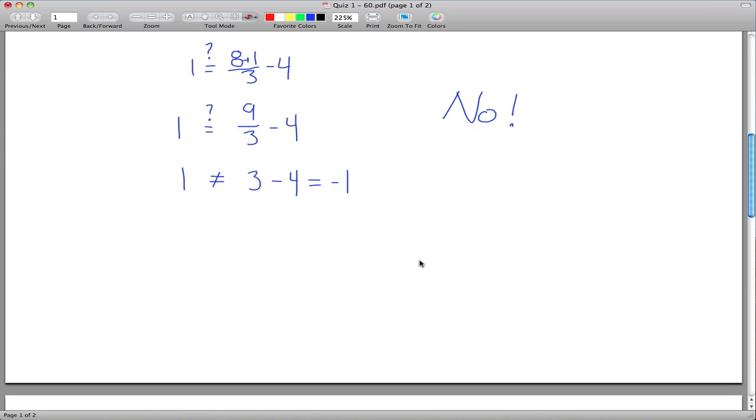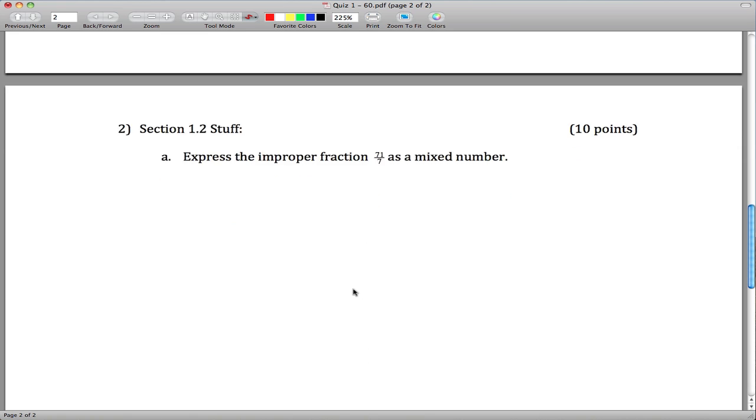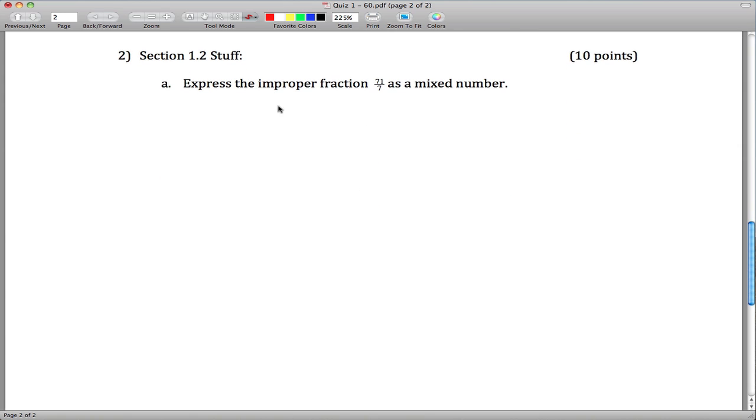All right, moving on to number 2. Number 2, talking about section 1.2 stuff. We're given an improper fraction, asked to write it as a mixed number. So to express 71/7 as a mixed number, one way to do it is to use long division. You might not have needed to use long division here, but one way to illustrate the answer.